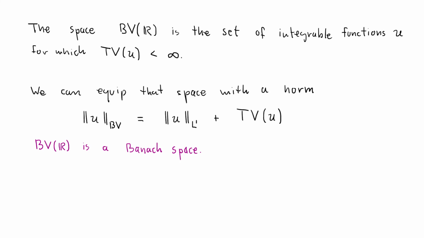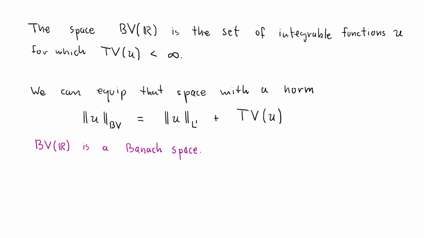And now, finally, we can define the space BV of functions with bounded variation. That is a set of integrable functions u for which the total variation is bounded. That's very simple. And in fact, that space can also be equipped with a norm. The bounded variation norm of a function u is defined as the L1 norm of the function u plus its total variation.